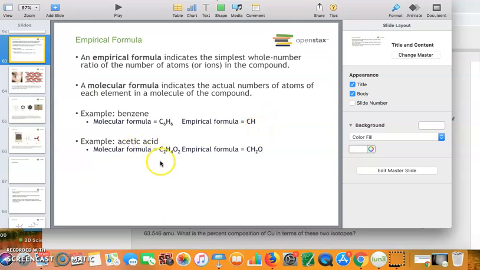For acetic acid, we have C2H4O2 for the molecular formula. The empirical formula: if we take 2 and divide it by 2, we get 1. 4 divided by 2, we get 2. 2 divided by 2, we get 1. So the empirical formula is going to be CH2O.